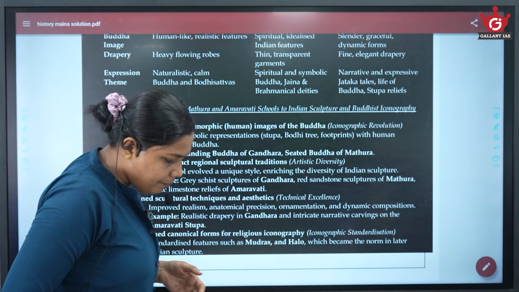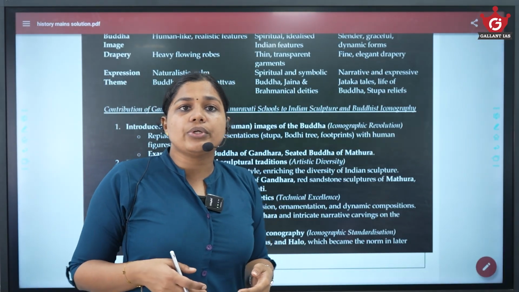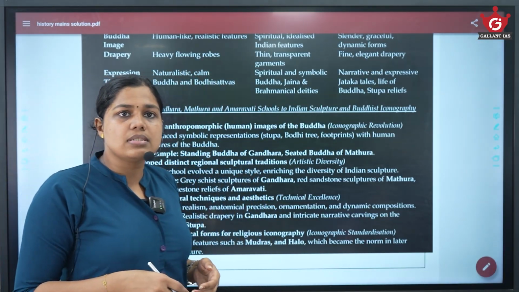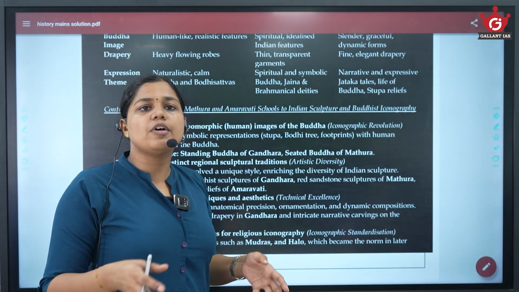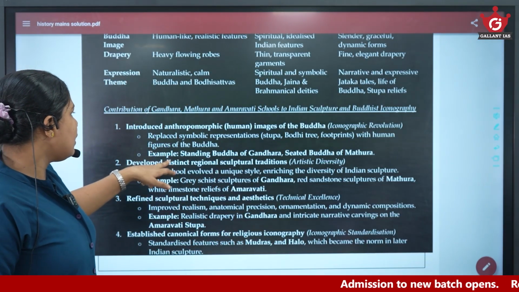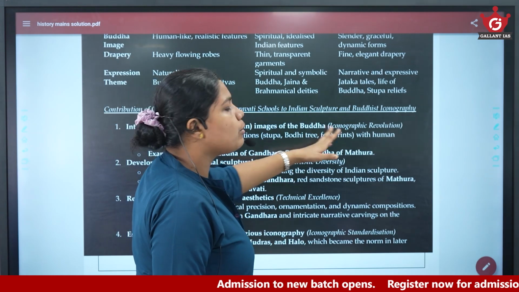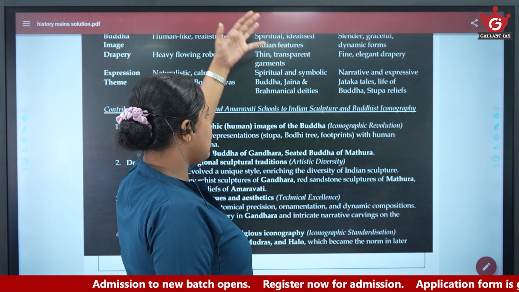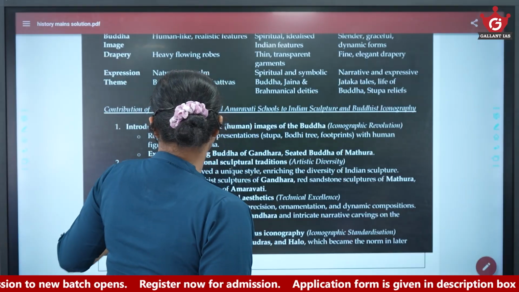See, in art and culture, the greatest value addition to your answers can be adding maps and giving examples, and a good number of examples can be collected from the NCERT books themselves. For example, the standing Buddha of Gandhara and the seated Buddha of Mathura. This is a very good example, and it is even discussed in NCERT.